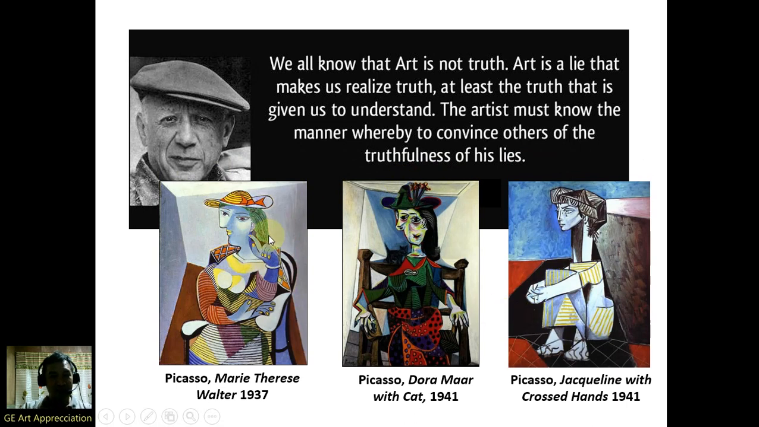Take a look at the masterpiece of Picasso. This is Marie-Therese Walter in 1937. Ito yung mga naging babae ni Picasso, no? Dora Maar with cat in 1941. This is Jacqueline with crossed hands in 1941. Tingnan mo, ito yung mga naging babae ni Picasso. Si Picasso ay babaero. At lahat 'yan ay ipinate niya. Yung lahat ng mga naging asawa niya ay ipinate niya.